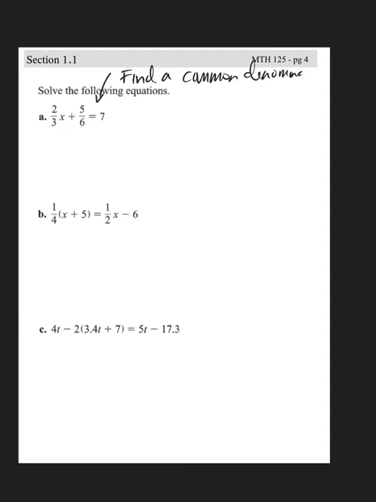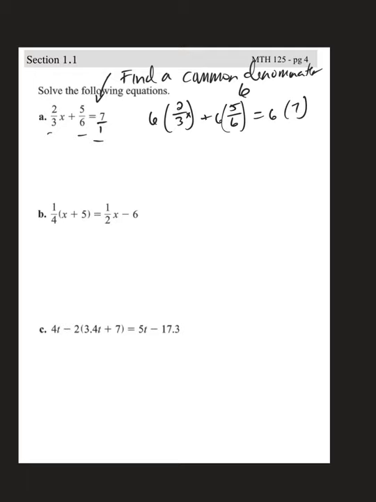In this case, all pieces have to be considered: 3, 6, and 1. The common denominator, which is the least common multiple, is going to be 6. Then I'm going to multiply each piece by 6. Each piece. So there's 1, 2, 3 pieces here. So I'm going to say 6 times 2 over 3x plus 6 times 5 over 6 equals 6 times 7.